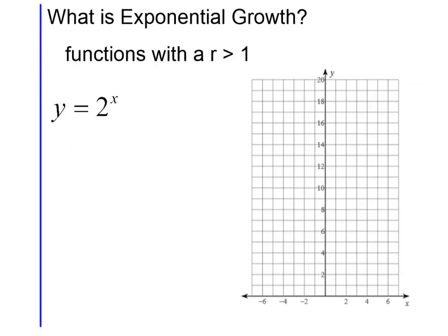So what is exponential growth? Exponential growth is a function with an r greater than 1, like y equals 2 to the x. In this problem, our r is equal to 2. Exponential growth graphs look like this. They look like they kind of ride the x-axis, being very, very close to it, and then quickly increase rapidly upwards, getting very steep very quickly. This is what exponential growth looks like.